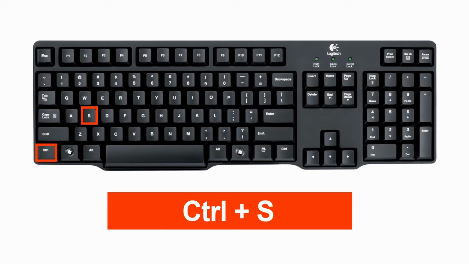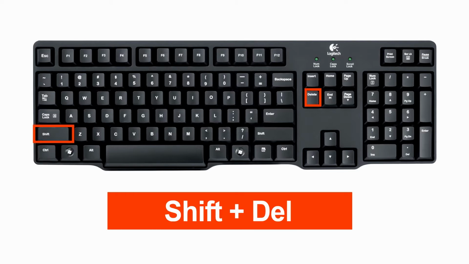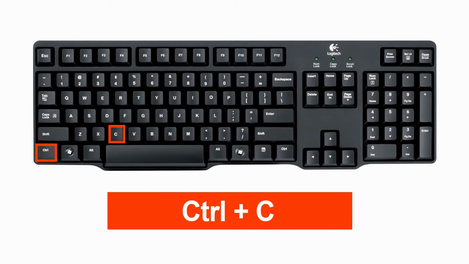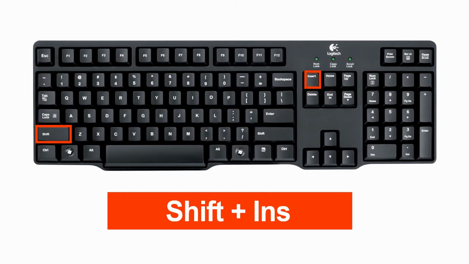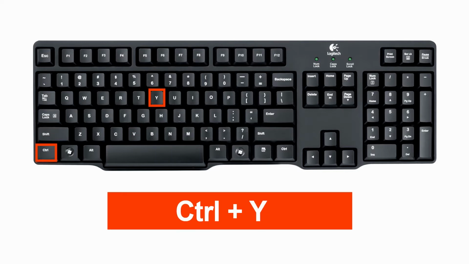Control S, save current document file. Control X, cut selected items. Shift Delete, cut selected items. Control C, copy selected items. Control Insert, copy selected items. Control V, paste. Shift Insert, paste. Control Y, redo last action. Control Z, undo last action. Control K, insert hyperlink for selected text. Control P, print the current page or document.